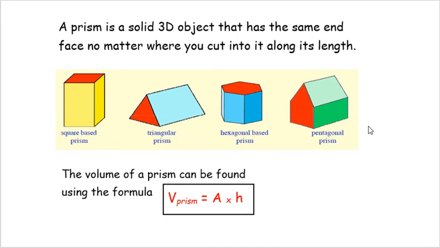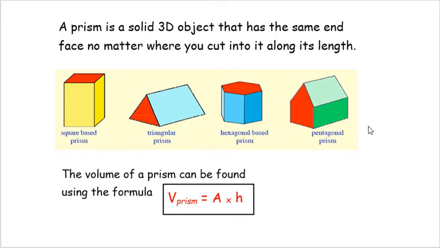Now, you've come across prisms quite often in your life. A nice example, maybe not a perfect example, is maybe a loaf of bread. If you take a slice of bread from the loaf, it always seems to have that same shape no matter how far into the loaf you are. That's the kind of example we're talking about.